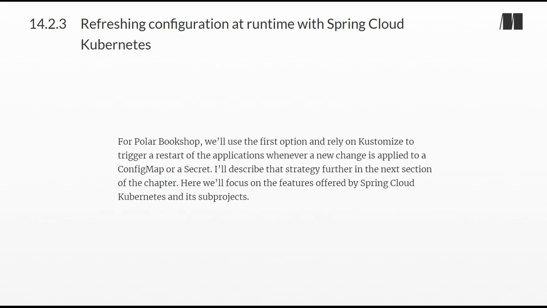For Polar Bookshop, we'll use the first option and rely on Kustomize to trigger a restart of the applications whenever a new change is applied to a config map or a secret. I'll describe that strategy further in the next section of the chapter. Here we'll focus on the features offered by Spring Cloud Kubernetes and its sub-projects.